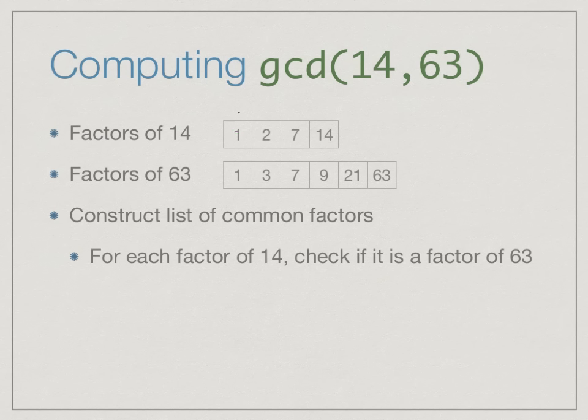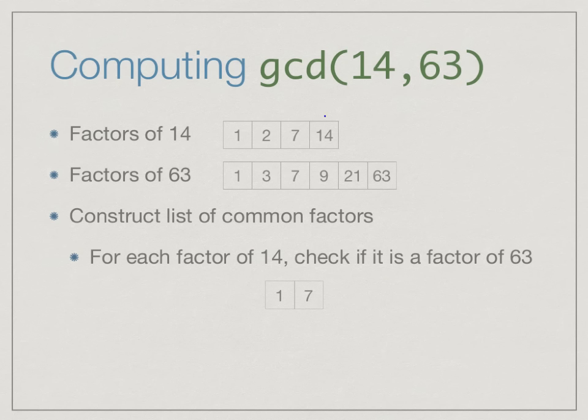So we start with 1 and we ask, does 1 appear as a factor of 63? It does, so we add it to the list of common factors. Then we look at 2 and ask, does it appear? It does not appear, so we skip it. Then we look at 7, and we find that 7 does appear, so we add 7. Then finally we look at 14 and find that 14 does not appear, so we skip it. So in this way, we have systematically gone through 1, 2, 7 and 14 and concluded that of these only 1 and 7 appear in both lists.